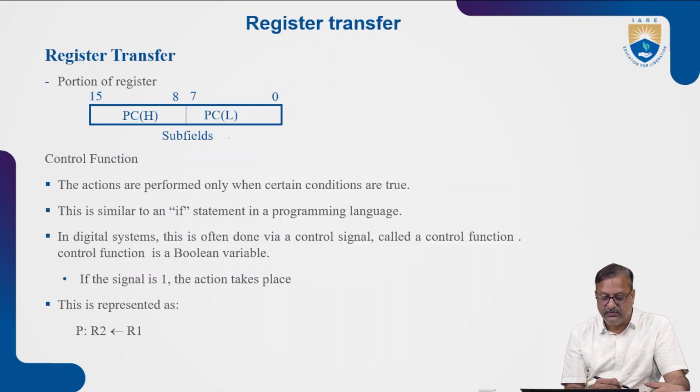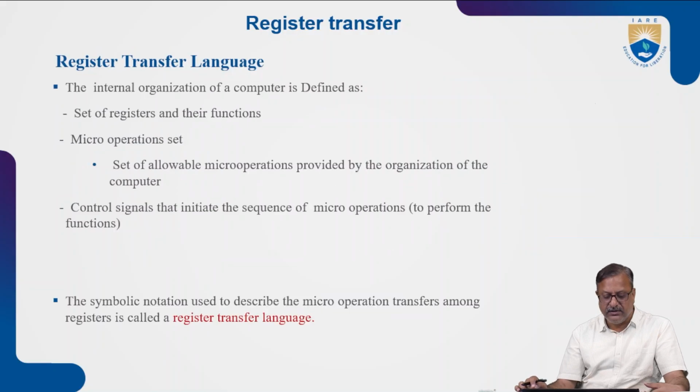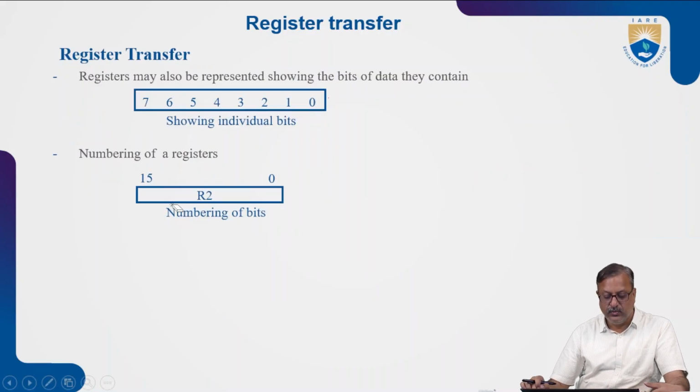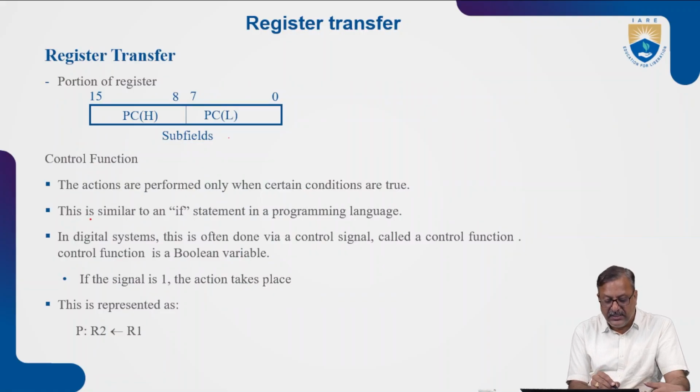What are the functions? Control function. Control function means, you should not get confused, a control function is defined here as a control signal. The signals are defined from the control function. Here, now it is defining the control function. The actions are performed only when certain conditions are true. This is similar to an if statement in a program. In digital systems, this is often done by a control signal called a control function. A control function is a Boolean variable. If the signal is 1, the action takes place.